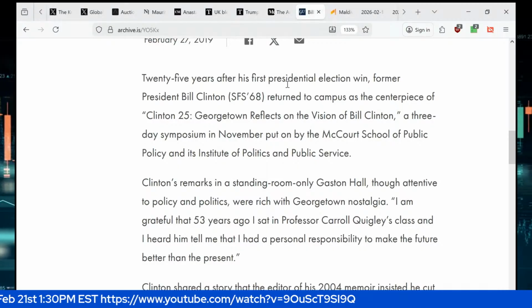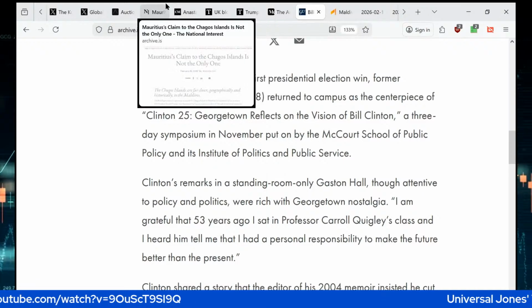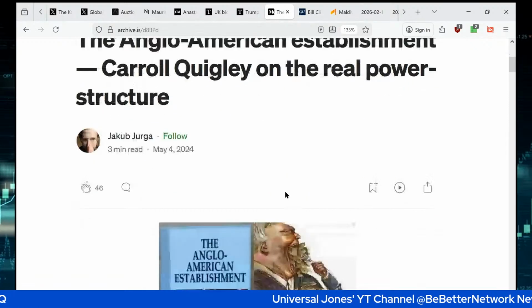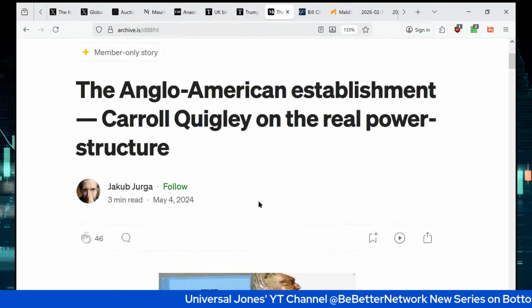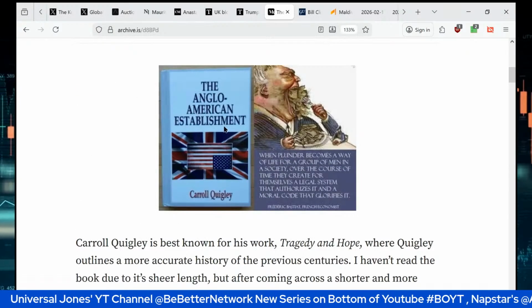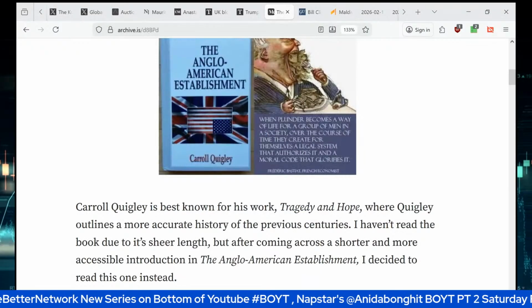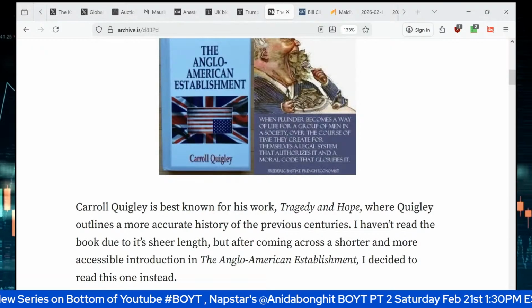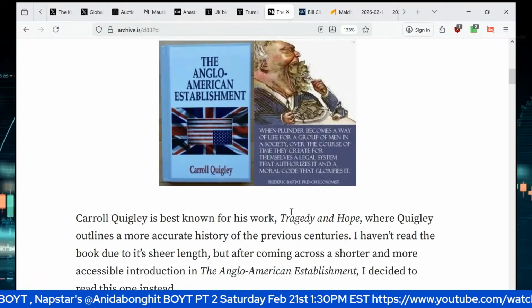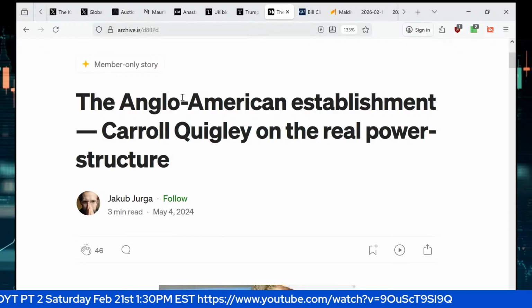And now let's go into it. Let's go and dig deep into this. So, he wrote a book, all right? I recommend this book, The Anglo-American Establishment. There's a more popular book, Tragedy and Hope. Tragedy and Hope is the one the conspiracy guys always tell you to read. It's way too long, all right? But I think if you read this one, it's good enough.